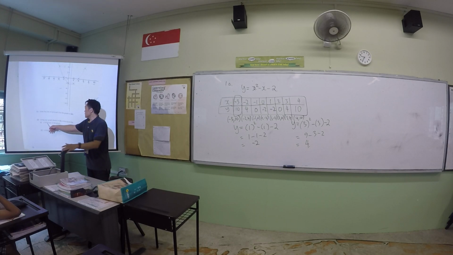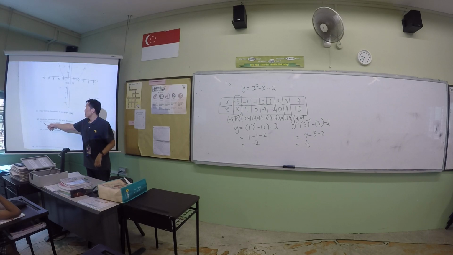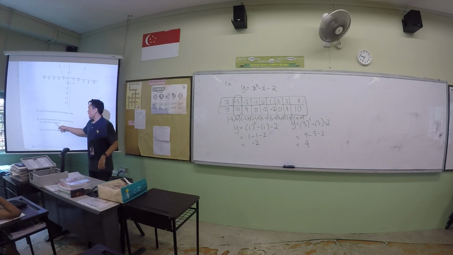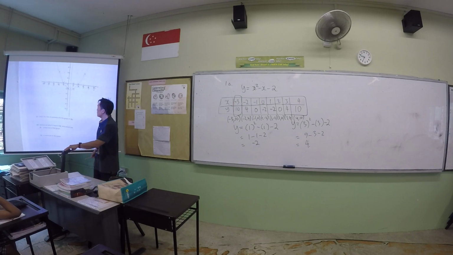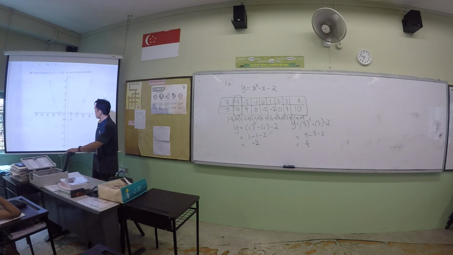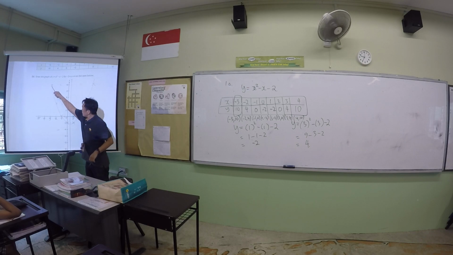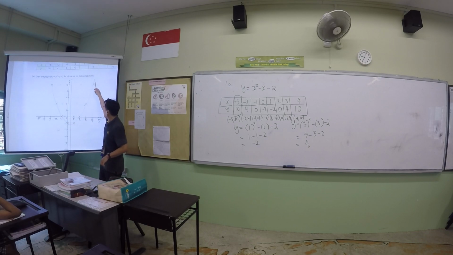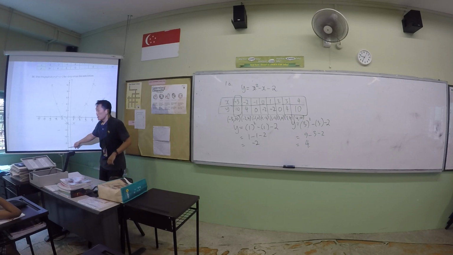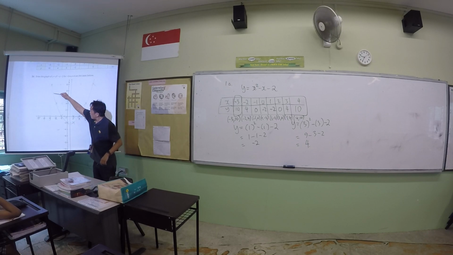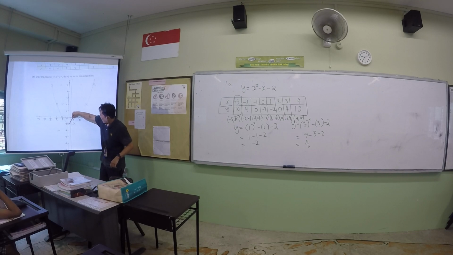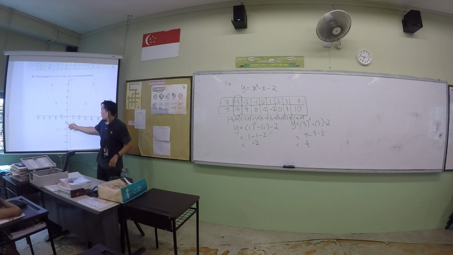Next, using your graph, write down the y-intercept of the graph. Y-intercept means where your graph cuts the y-axis. Y-axis is the straight line that is going through x equals 0. This is your y-axis. The curve is your graph. Y-intercept is where your graph cuts the y-axis. So it is this point over here.